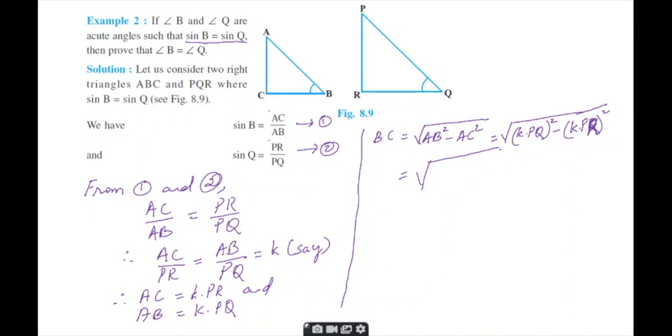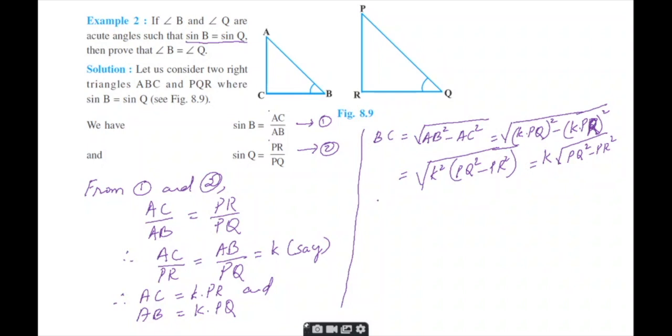Please understand. So here K square is a common factor. So K square into PQ square minus PR square. I hope all of you understood. I just avoided one step. So this is equal to, inside the radical sign there are two factors. One is K square and the other is PQ square minus PR square. This K square, we know square root is K. So it becomes K square root of PQ square minus PR square. Let it be there like that.